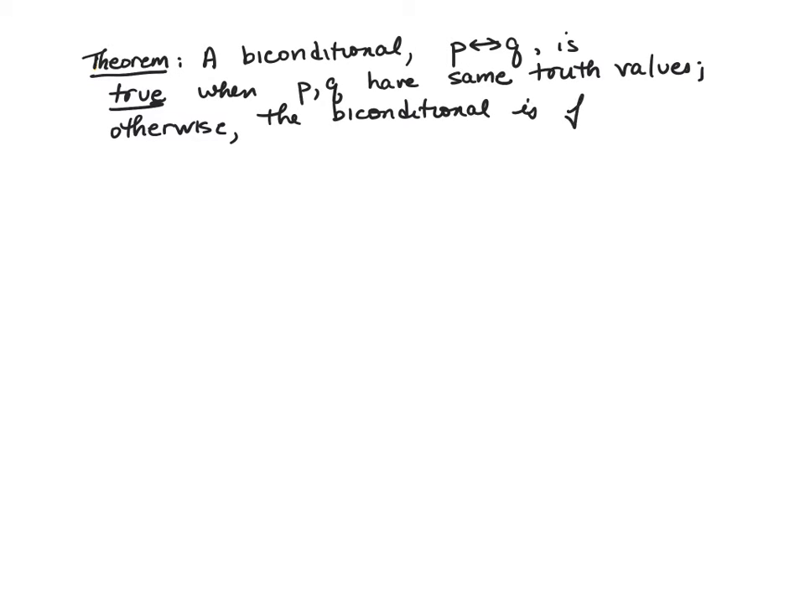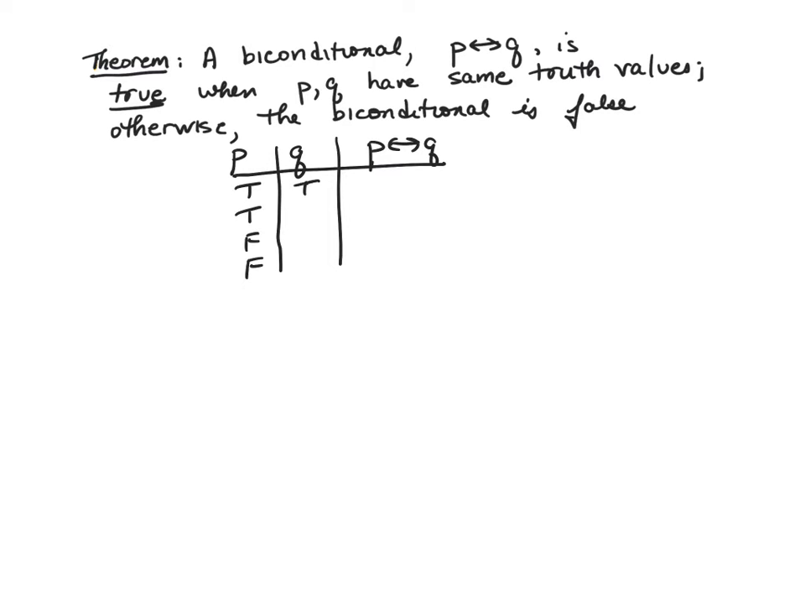And if we wanted to make a compound truth table for the biconditional, we would write the following. P, Q, P if and only if Q. So that truth table would look like true, true, false, false, true, false, true, false. And when P and Q are both true, the biconditional is true. When P and Q are both false, the biconditional is true. Otherwise, the biconditional is false.